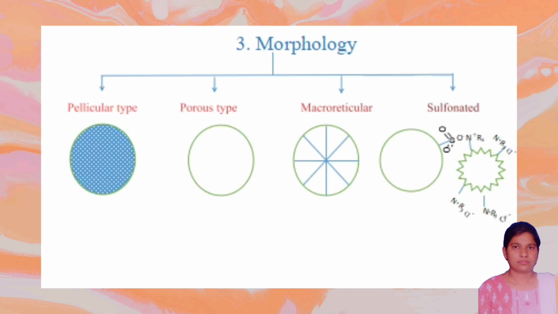Macroreticular type. It is a network shaped resin. It is not highly efficient and has very low exchange capacity. Sulfonated. Low efficiency, low exchange. The ion exchange capacity is 0.02 milliequivalent per gram.